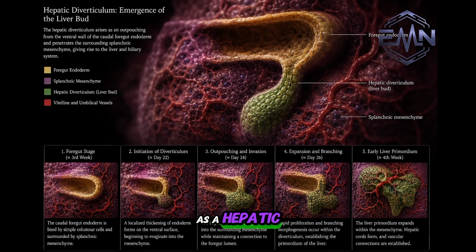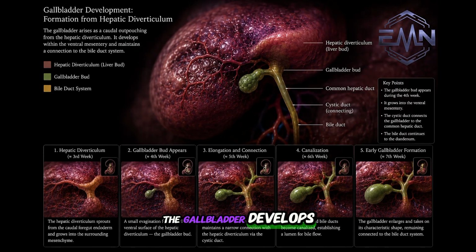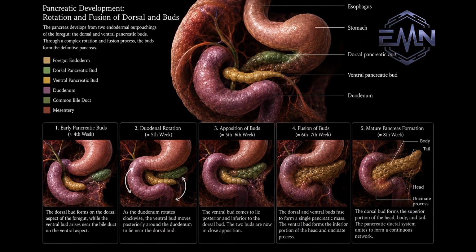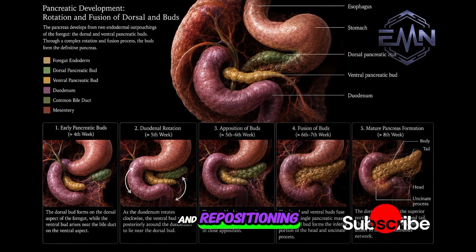The liver arises as a hepatic diverticulum from the foregut endoderm. This outgrowth invades surrounding mesenchyme and differentiates into hepatic tissue and biliary structures. So the liver is not just a metabolic organ, it is a foregut endodermal expansion into mesenchymal territory. The gallbladder develops as a secondary bud from the hepatic diverticulum, so it functions as a storage offshoot of a foregut-derived processing system. The pancreas develops from dorsal and ventral buds that later fuse due to gut rotation. So the pancreas is a fusion organ created by embryological movement and repositioning.